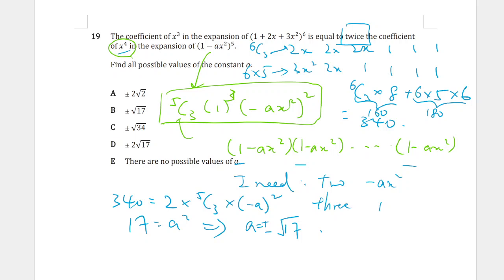Yep, there you go. So the key is to understanding what the choose function is actually doing. So the answer is B. Forgot to circle it, so let me do that. Answer is B. There you are.